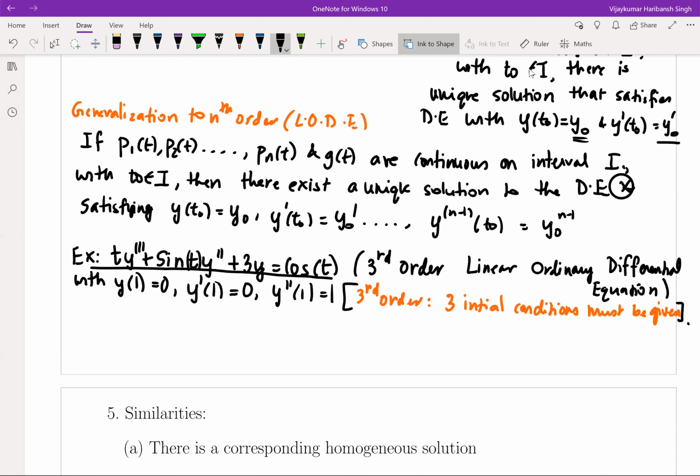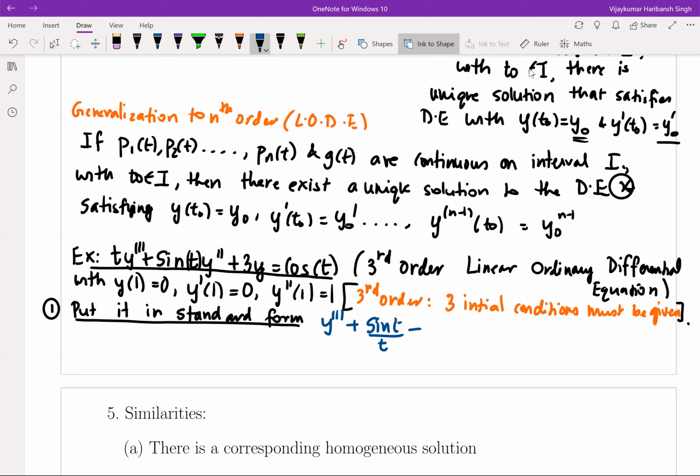So first, put it in standard form. When we put it in standard form, we have to divide throughout by t, because the coefficient of y triple prime should be 1. So y triple prime plus sine t by t y' plus 3 by t y equals cos t by t.